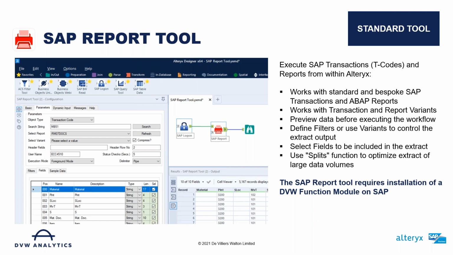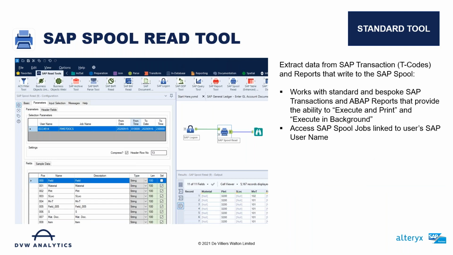The tool works, as you can read here, with standard SAP transactions and the ABAP code, the programs behind those transactions. It can work with report variants. So if you have variants sitting within your SAP system, and I'll show you this in the examples, we can surface them within Alteryx and use those to run the reports. But we can also define manual filters or even dynamic filters, as I'll show you, within the Alteryx solution. There's some nice functionality as well. I mentioned splits in here, but maybe we'll come back and I'll show you as we go through the examples.